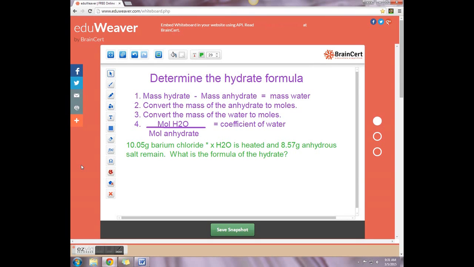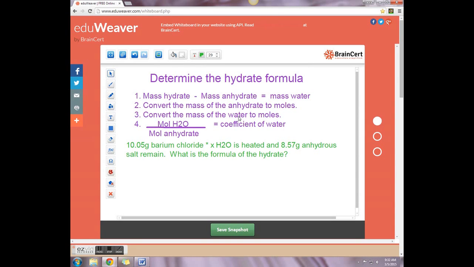This video will demonstrate how to determine the hydrate formula using lab data. Just like in the last video, the first thing we have to do is determine how much water was lost. So starting with the mass of a hydrate and heating it so that we are left with the anhydrate, we can determine the mass of water that was lost through heating. The next step is to convert the mass of the anhydrate to moles and the mass of the water to moles in order to set up a mole ratio.